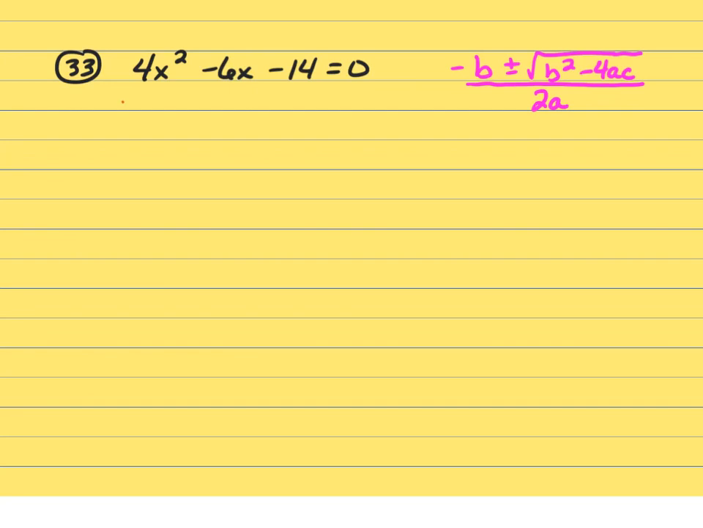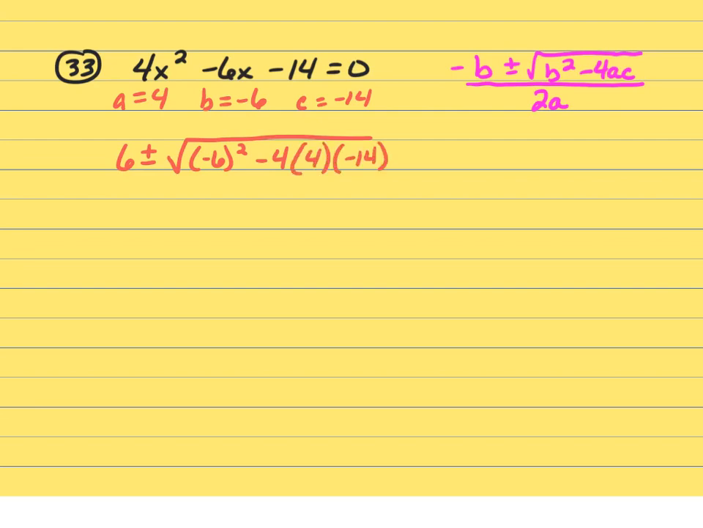Number 33, solving using the quadratic formula. Now again, I always like to list my A, B, and my C value. And then I'm going to plug them in. Negative B, I'm going to put negative negative 6, but instead of putting negative negative 6, positive 6. Plus or minus B squared, which is negative 6 squared, minus 4 times A times C, all divided by 2 times A.